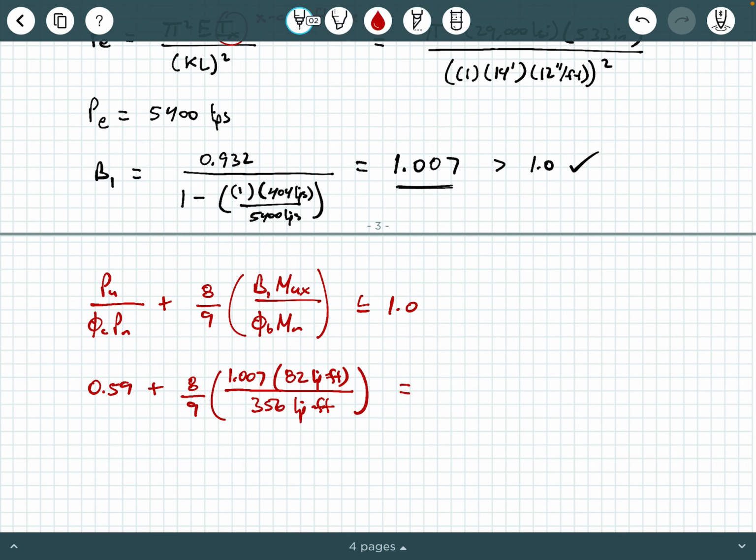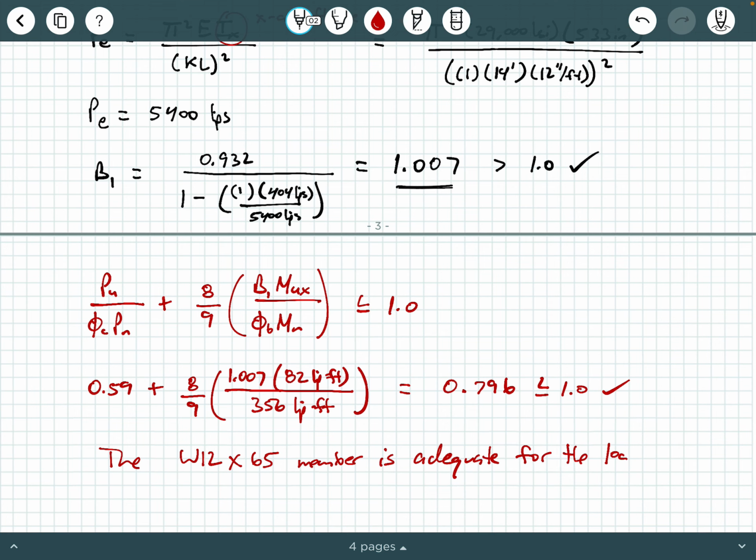And then let's see what this comes out to be. 1.007 times 82 divided by 356 times 8/9 plus 0.59. So I'm getting 0.796, which is less than or equal to 1.0. So finally, the W12 by 65 member is adequate for the loading.